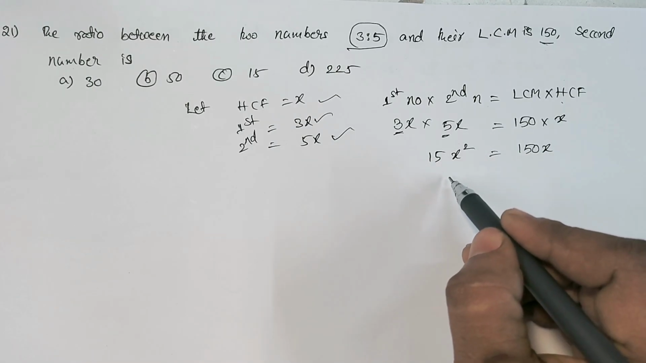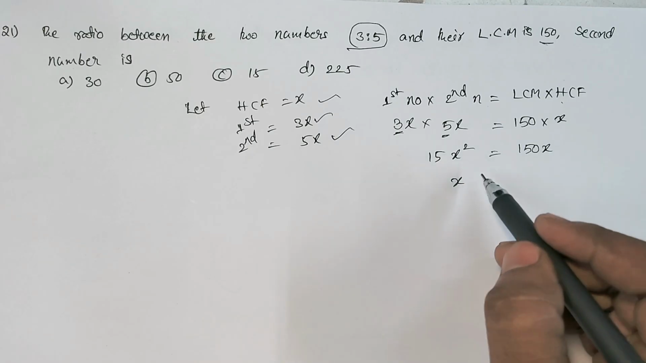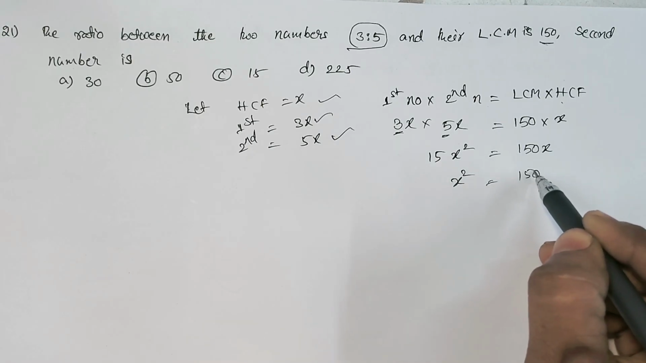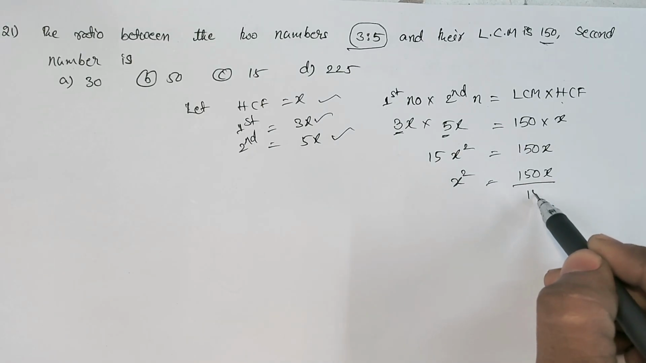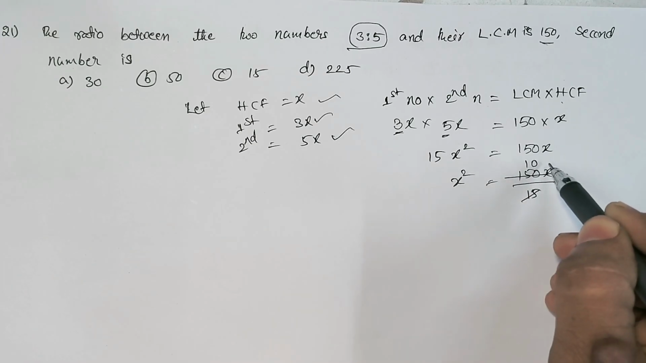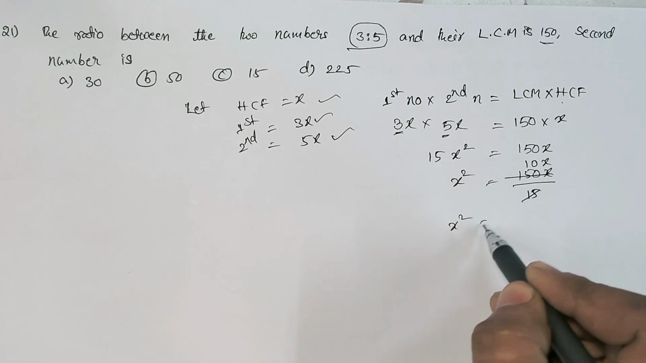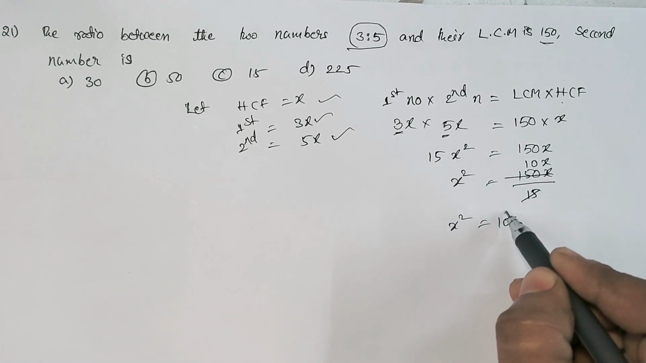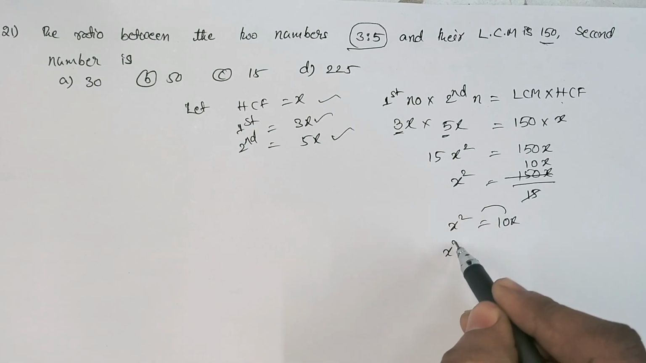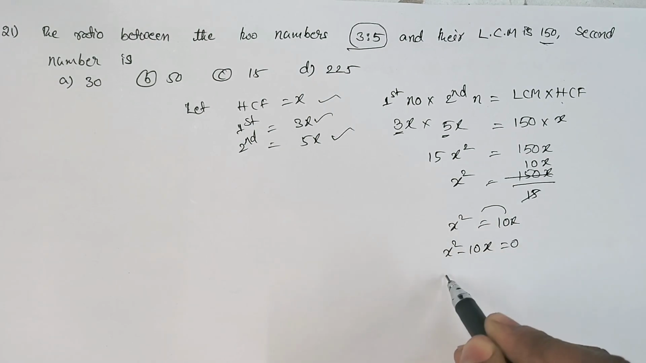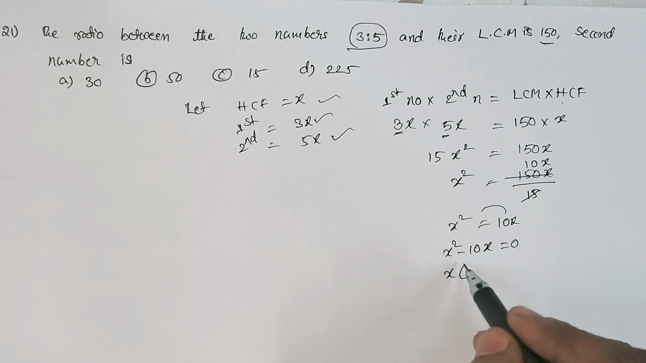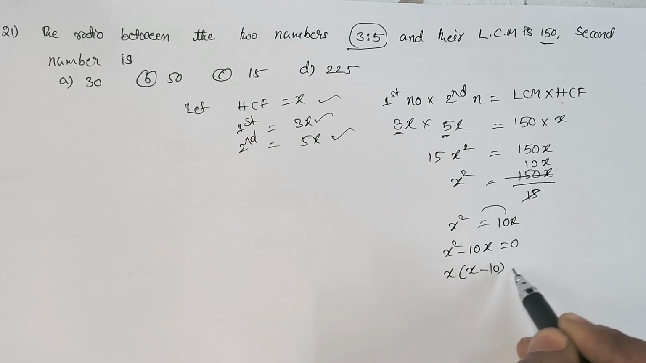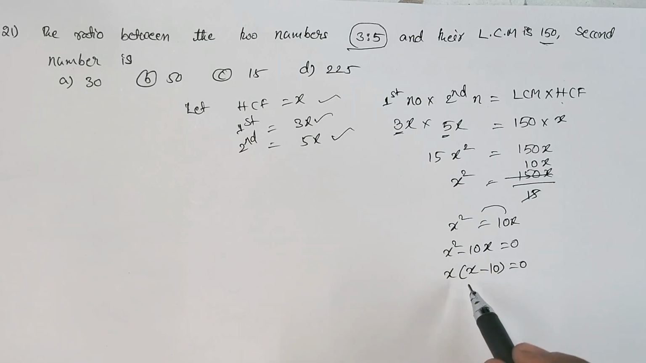So from this, x square is equal to 150x by 15, which is 10x. So x square is equal to 10x. From this, transposing 10x to the other side, x square minus 10x is equal to 0. On taking x as common, this can be written as x of x minus 10 is equal to 0.